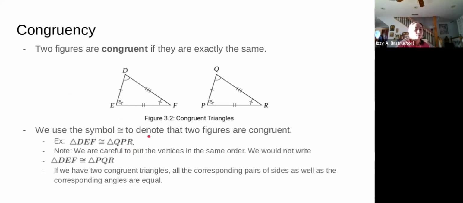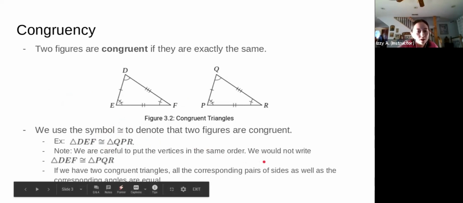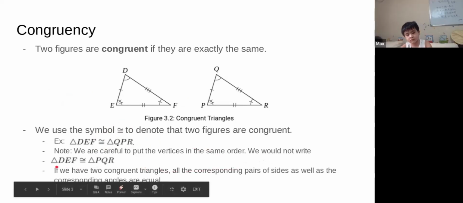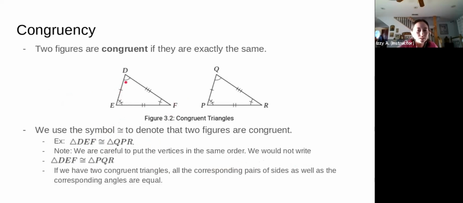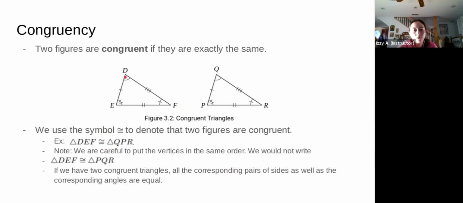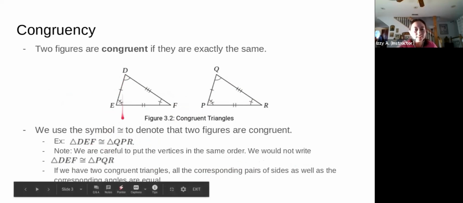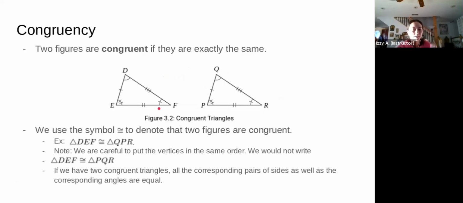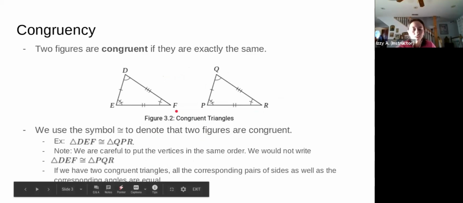Okay, note, we are careful to put the vertices in the same order, and we would not write triangle DEF is congruent to triangle PQR. We want to make sure that we start at the same vertices, so the correct notation would be DEF to QPR. And if we have two congruent triangles, all the corresponding pairs of sides as well as the corresponding angles are equal, as seen with the markings.